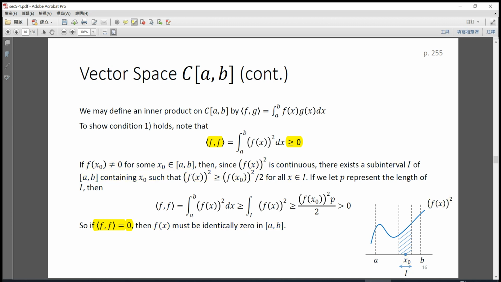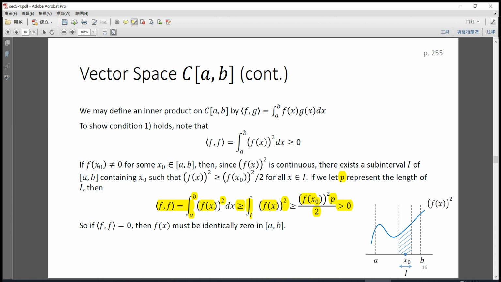Then we use p to represent the length of interval I. Then we have the following condition: the inner product of f and itself is the integration of the square of f from a to b, which is greater than or equal to the integration of the square of f of x over interval I. The inequality holds because the interval I is a subset of AB. Then we have the integration over interval I is greater than or equal to the square of f of x0 times p divided by 2, which is greater than 0.